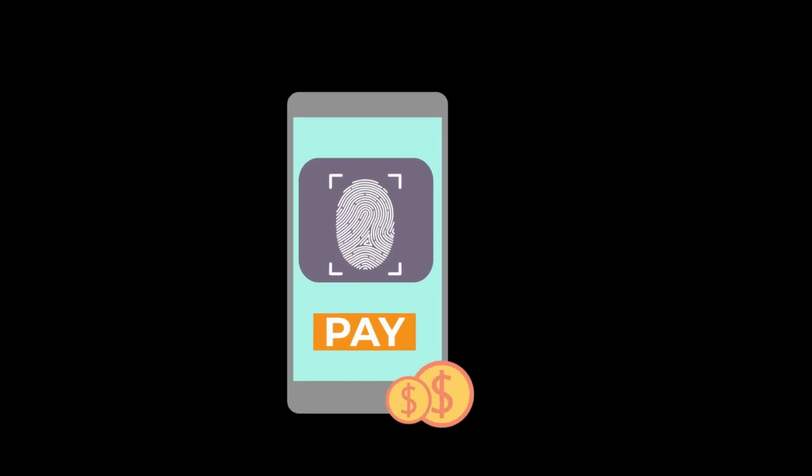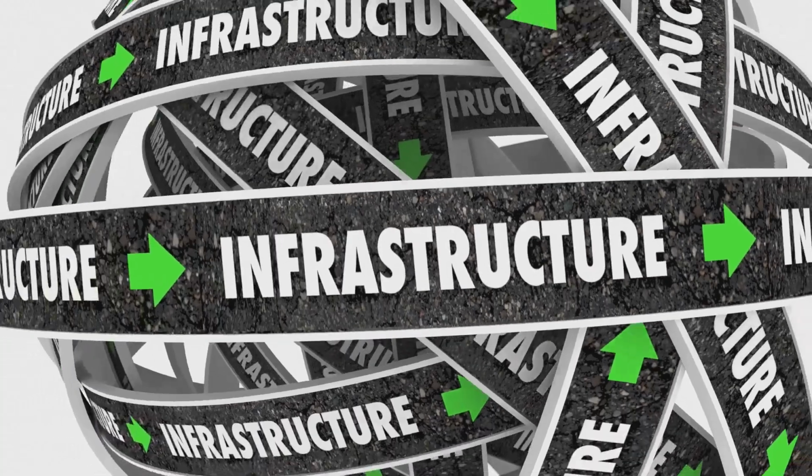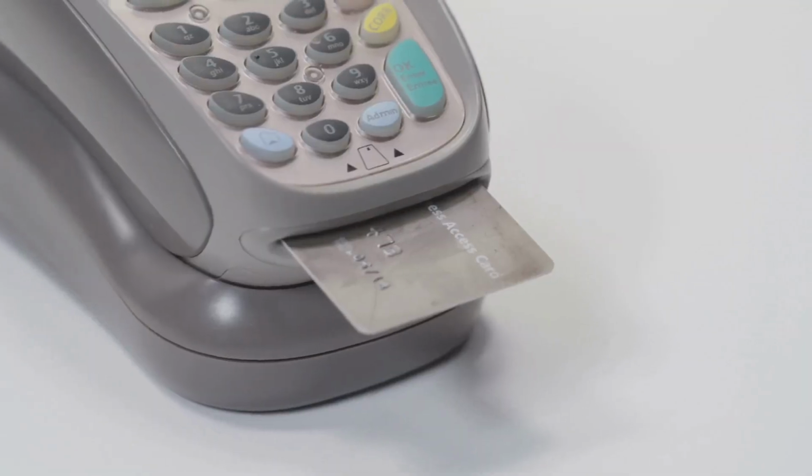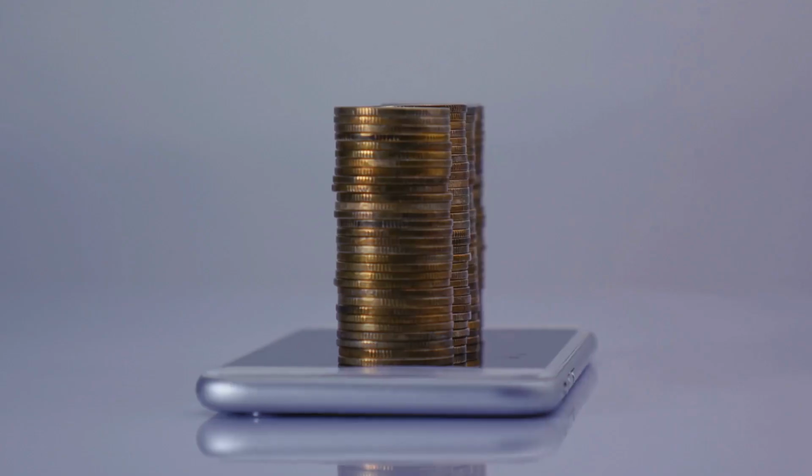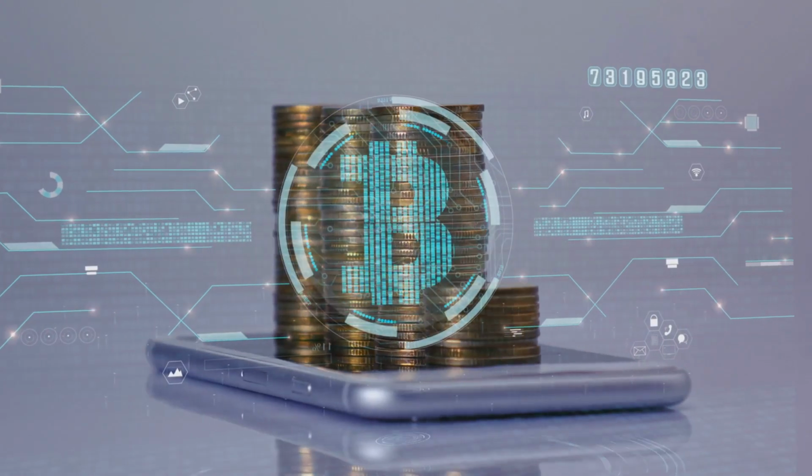So when you tap to pay, you're not just buying coffee, you're plugging into a giant invisible machine. This machine is the cashless stack. It's a fancy term for all the pieces that make digital money work. Okay, so what is this cashless stack?